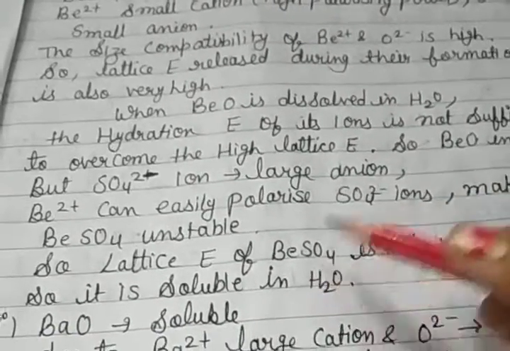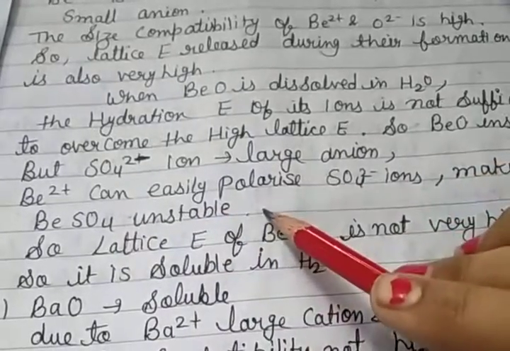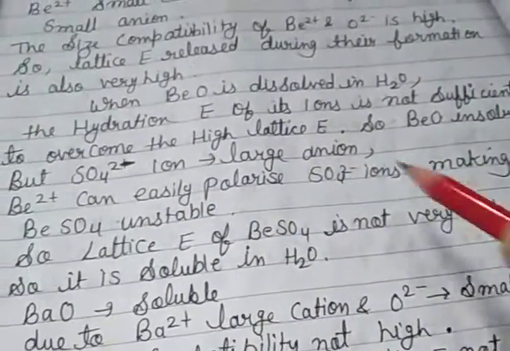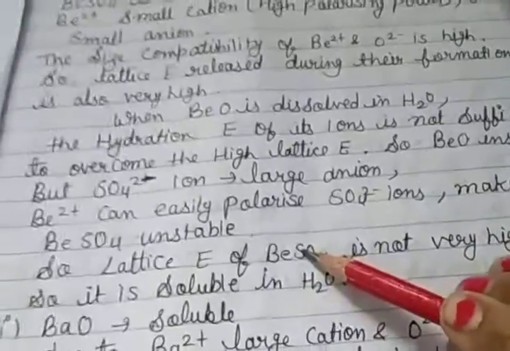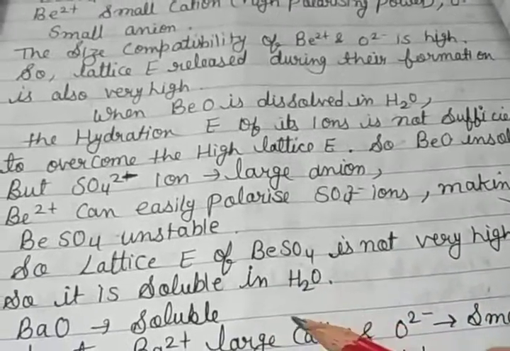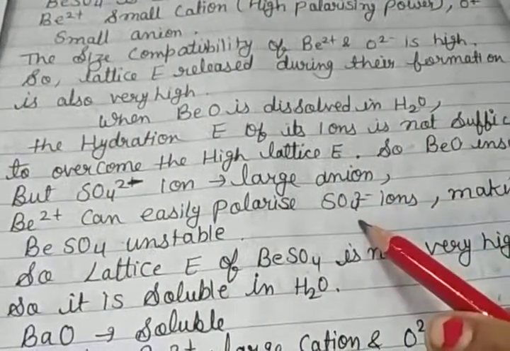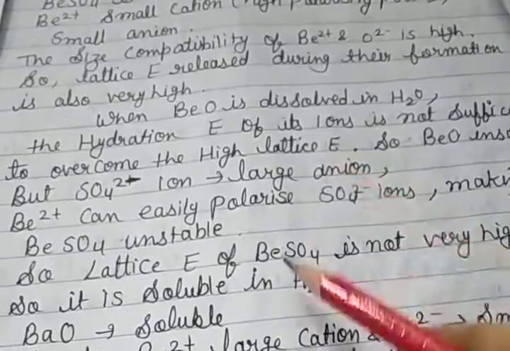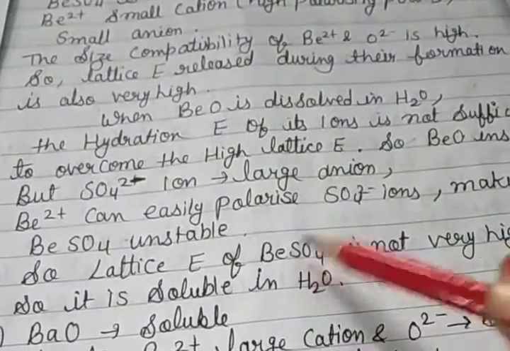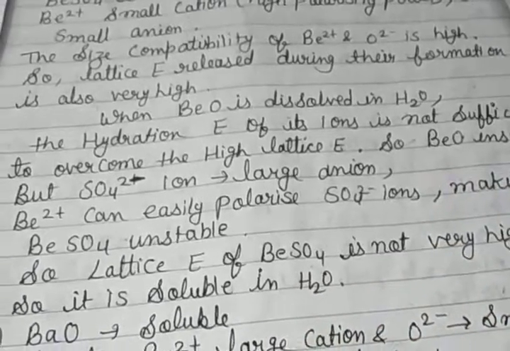So a small cation easily polarizes a larger anion. So beryllium 2 plus can easily polarize sulfate ions, making beryllium sulfate unstable. So the lattice energy of beryllium sulfate is not very high and it is soluble in water. Okay, so a small cation does not easily polarize a small anion, but a small cation easily polarizes a larger anion. This is the main reason. So the lattice energy of beryllium sulfate is not very high, so it is soluble in water.